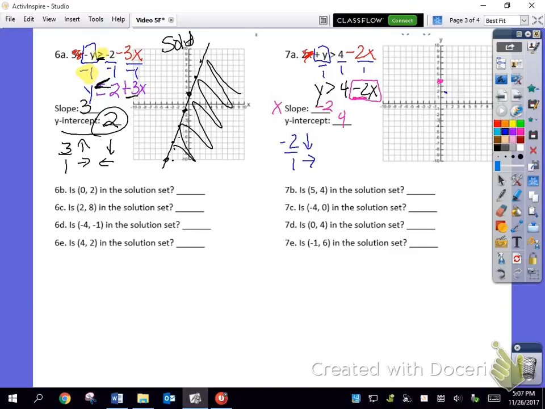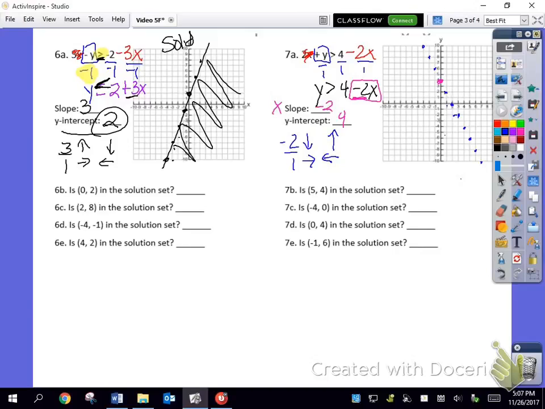So down 2, right 1, down 2, right 1, and keep repeating. Or instead of down, you can go up and to the left. If you switch one, you have to switch the other. So up 2 to the left 1, up 2 to the left 1.